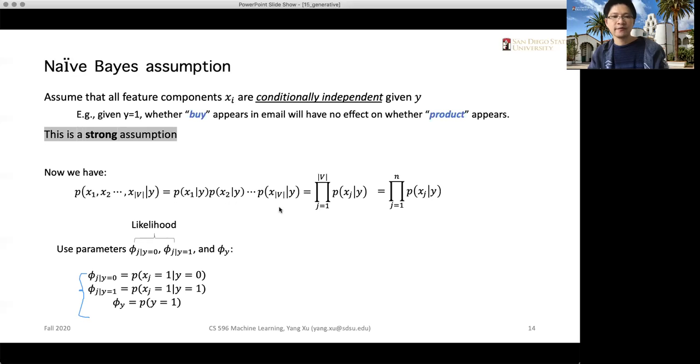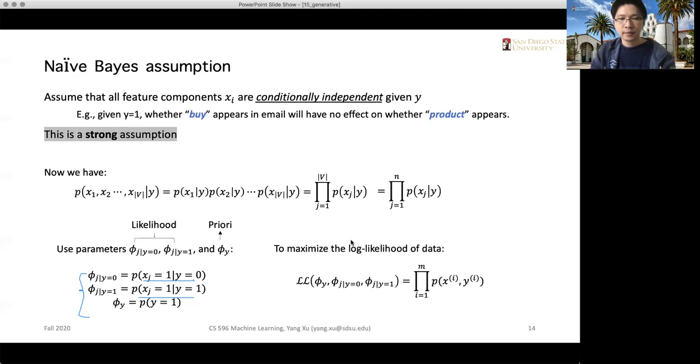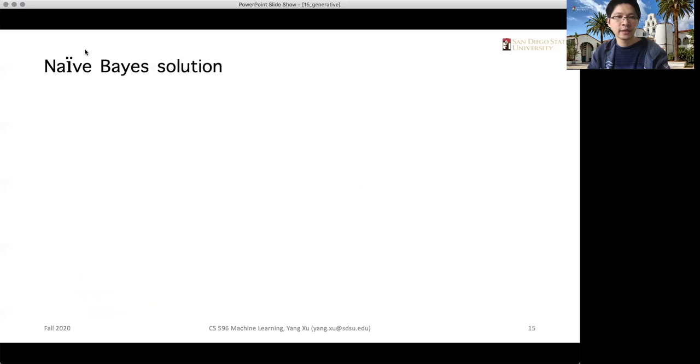The phi of j given y equals 0 and phi of j given y equals 1, the first two terms, are the likelihood of the data, because they tell how likely the word is going to appear given different conditions. And the phi of y is the prior. So we want to maximize the log likelihood of the data, which is the product of the joint probability of xi and yi. Let's further look at how we solve this problem.